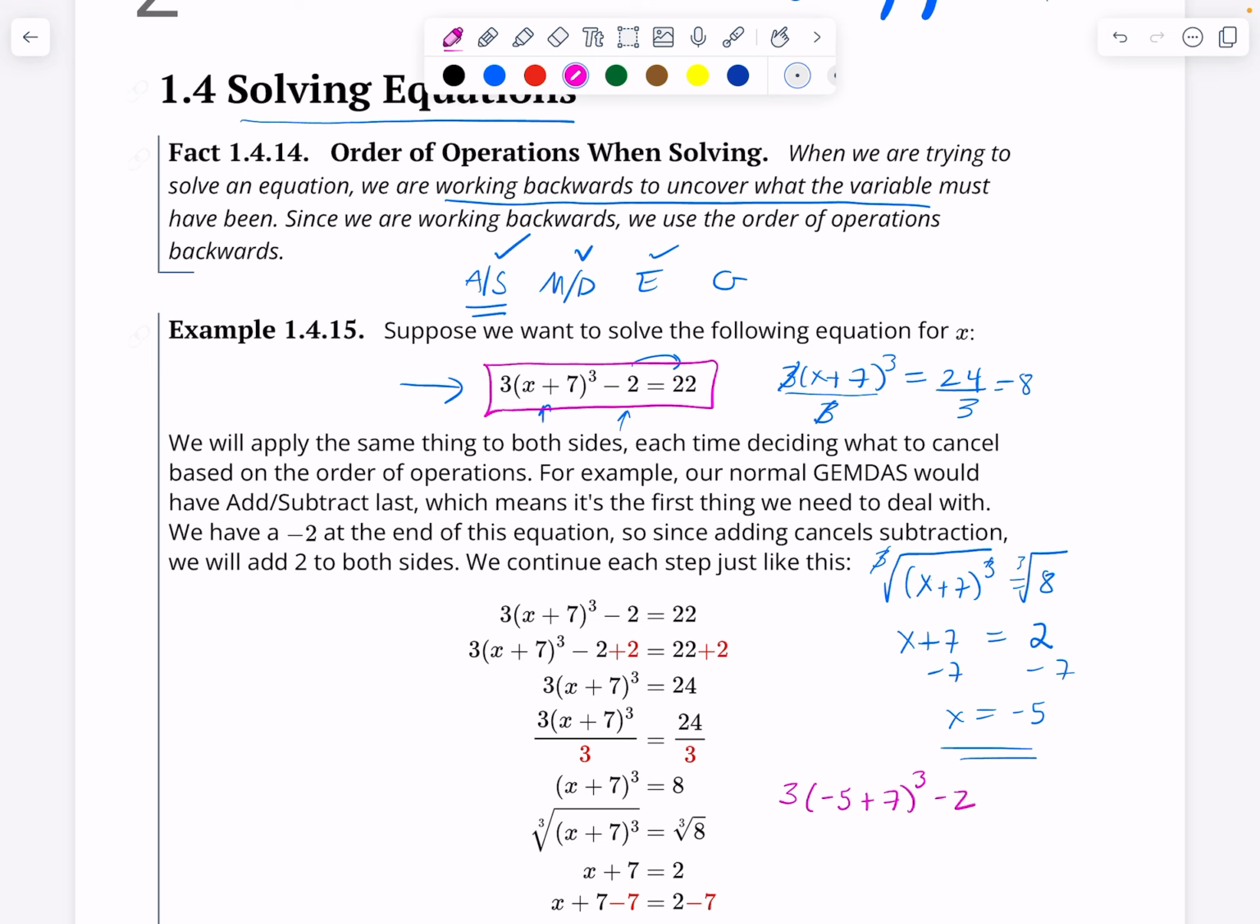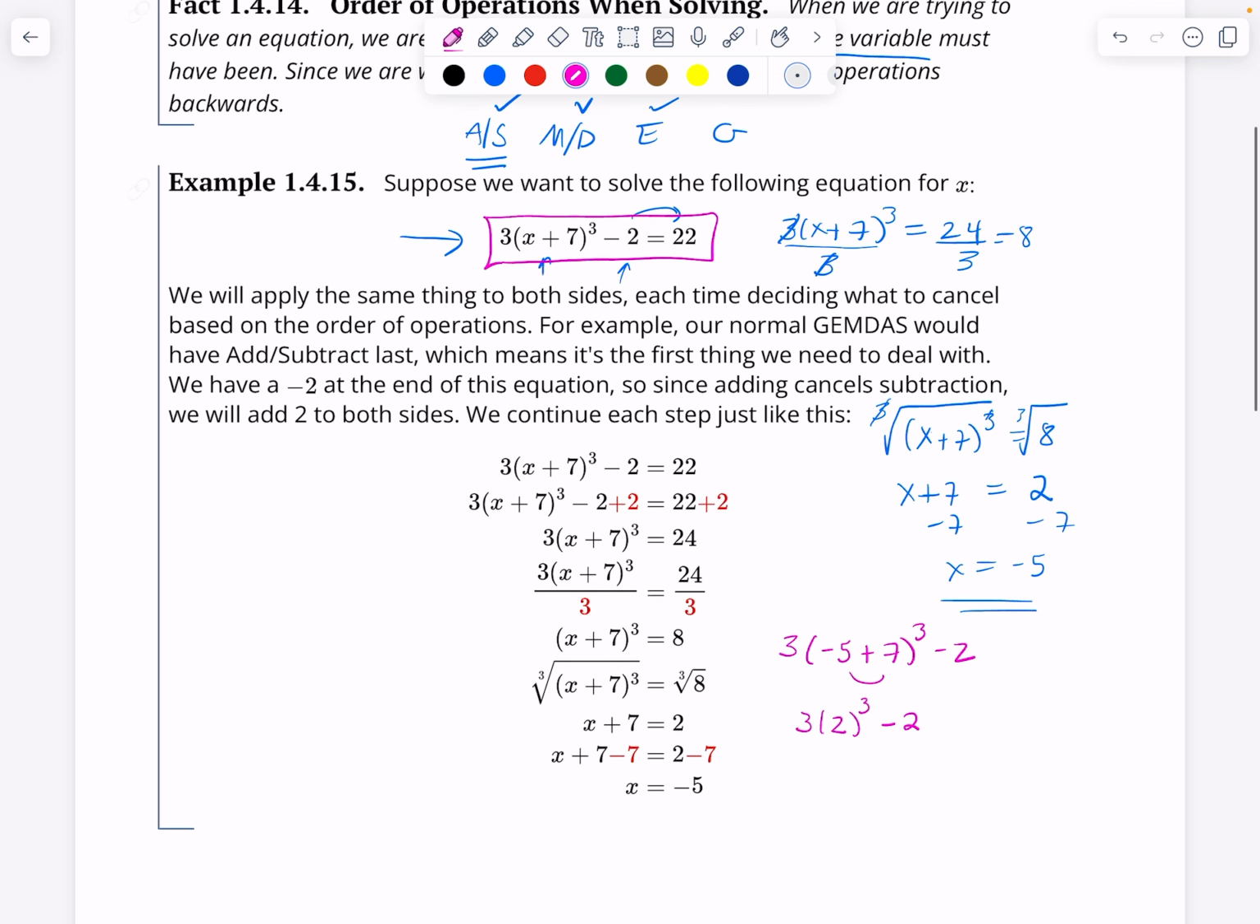So now we're going to work inside that grouping symbol first. So adding that together, we get a +2. So 3 times 2 cubed minus 2. Okay? Oops, yeah, that's +2. Okay, so our 2 cubed is 8. That's our next thing, is to do the exponents, which is 8. So now we have 3 times 8 minus 2.